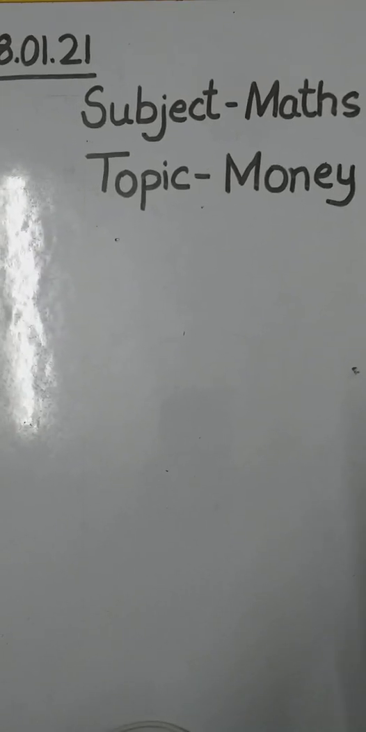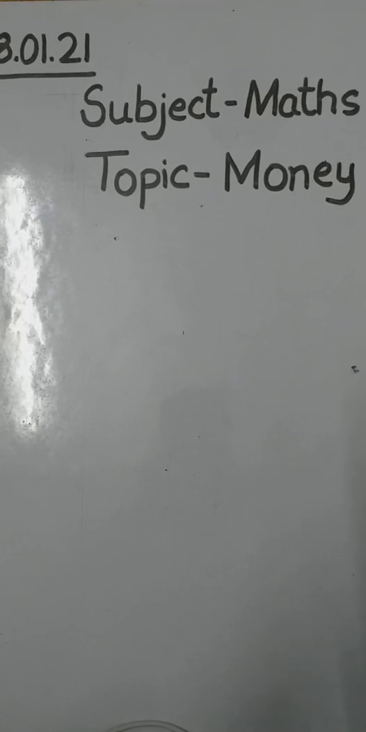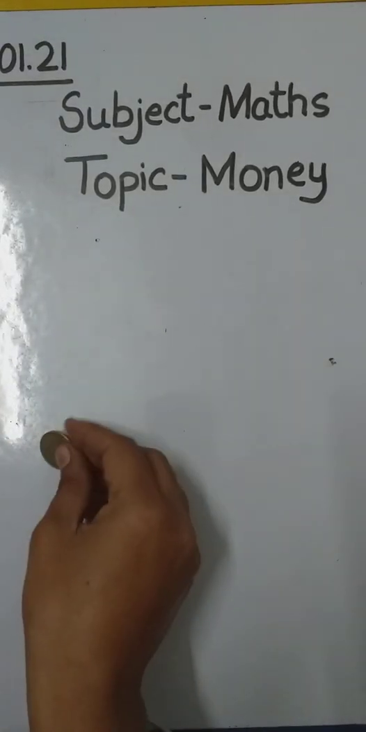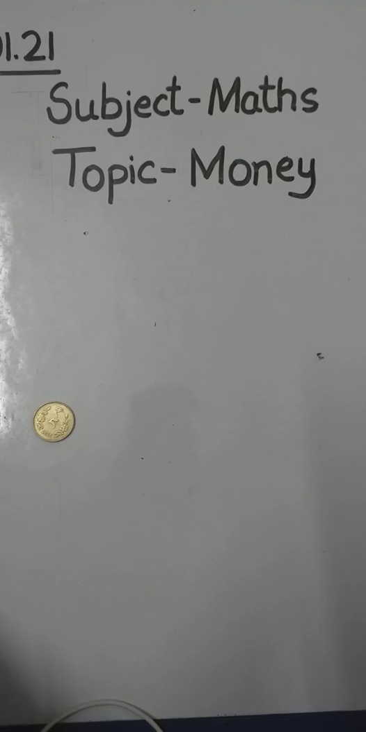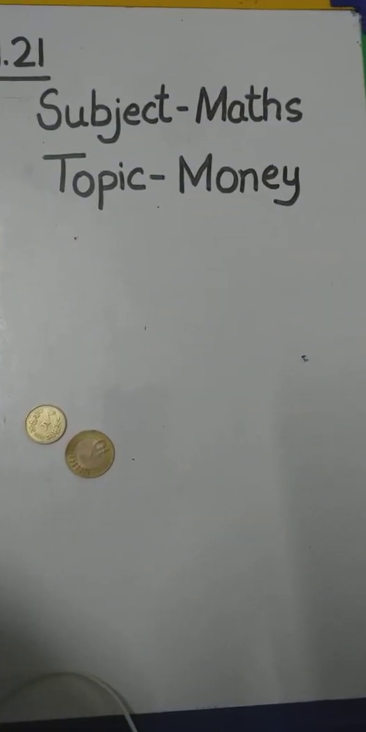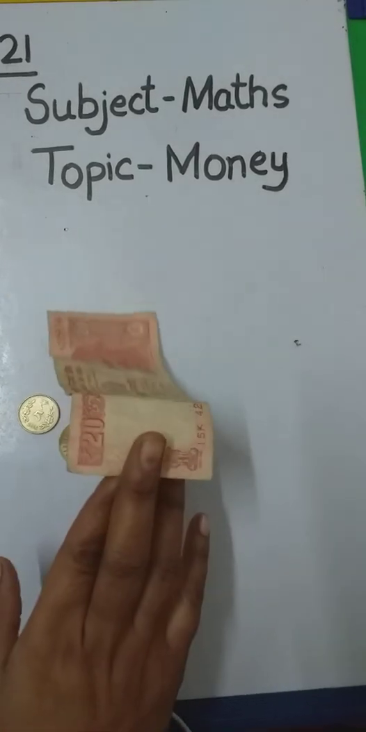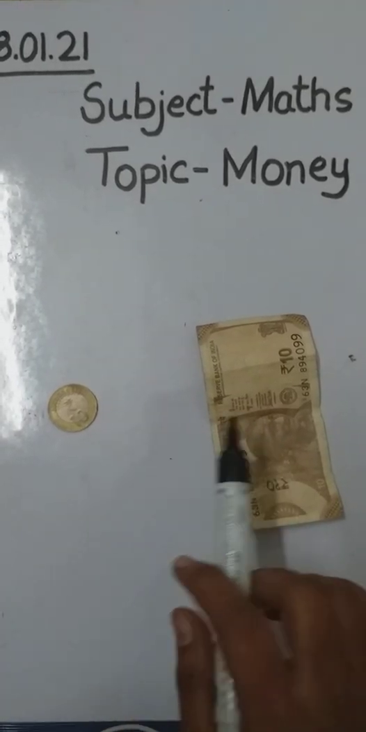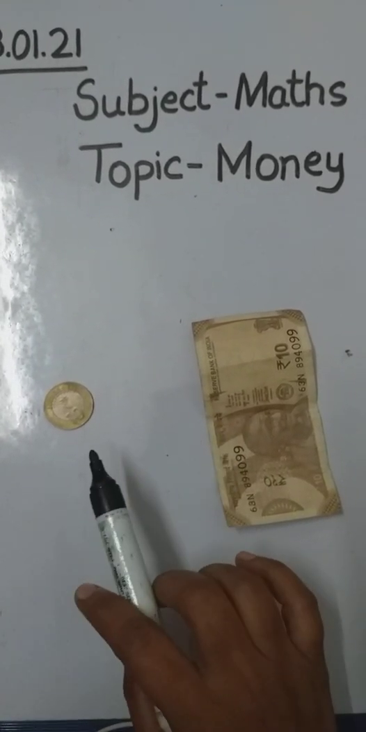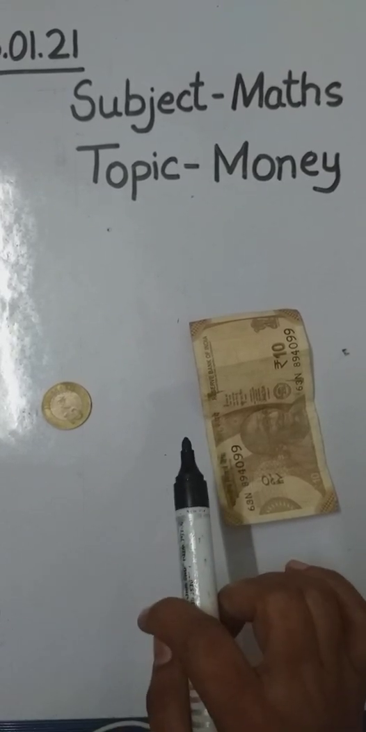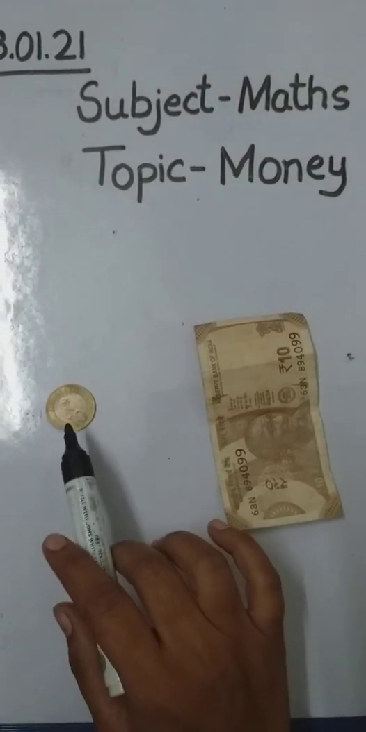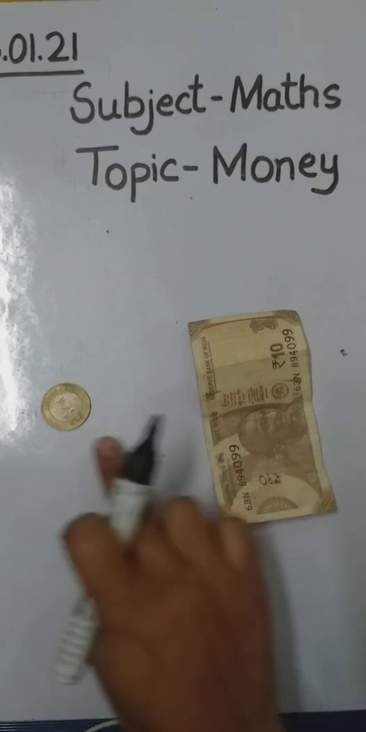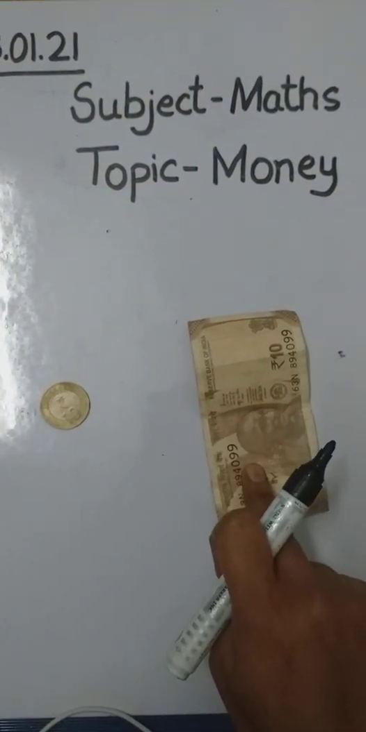So money comes in different shapes and sizes. It comes in metal like this, and paper. So children, money means paisa. Money comes in different shape and size, and it comes in metal and in paper. So children, this is a coin and this is a note.